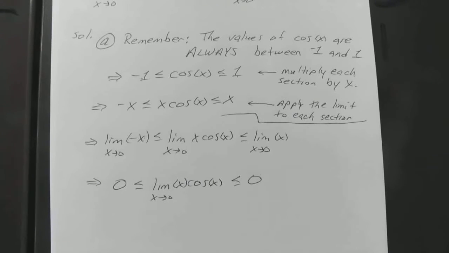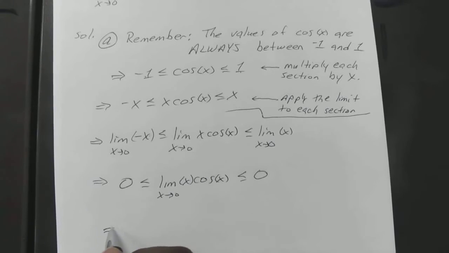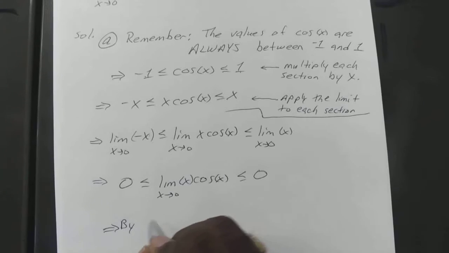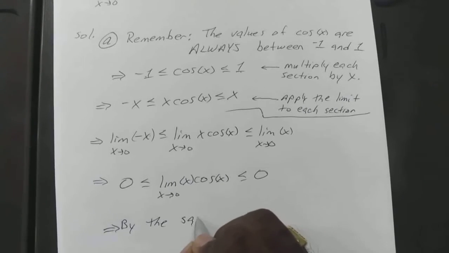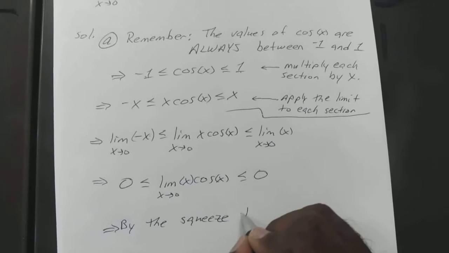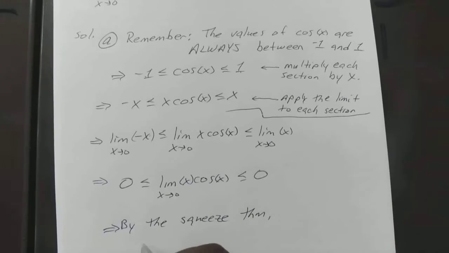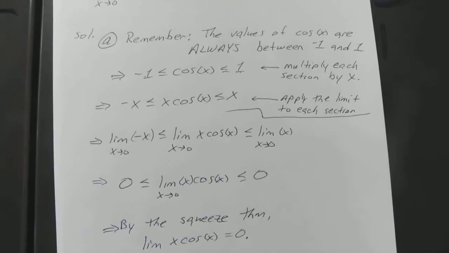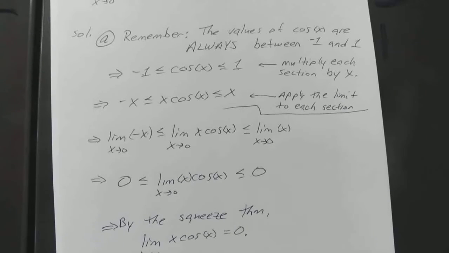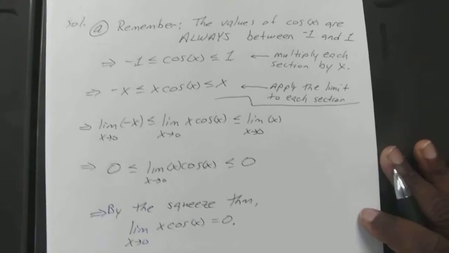Okay. So if the limit below it is 0, and the limit above it is 0, that means it has to have a limit of 0. So by the squeeze theorem, the limit of x cosine of x as x approaches 0 equals 0. Okay, we'll do B on another sheet.